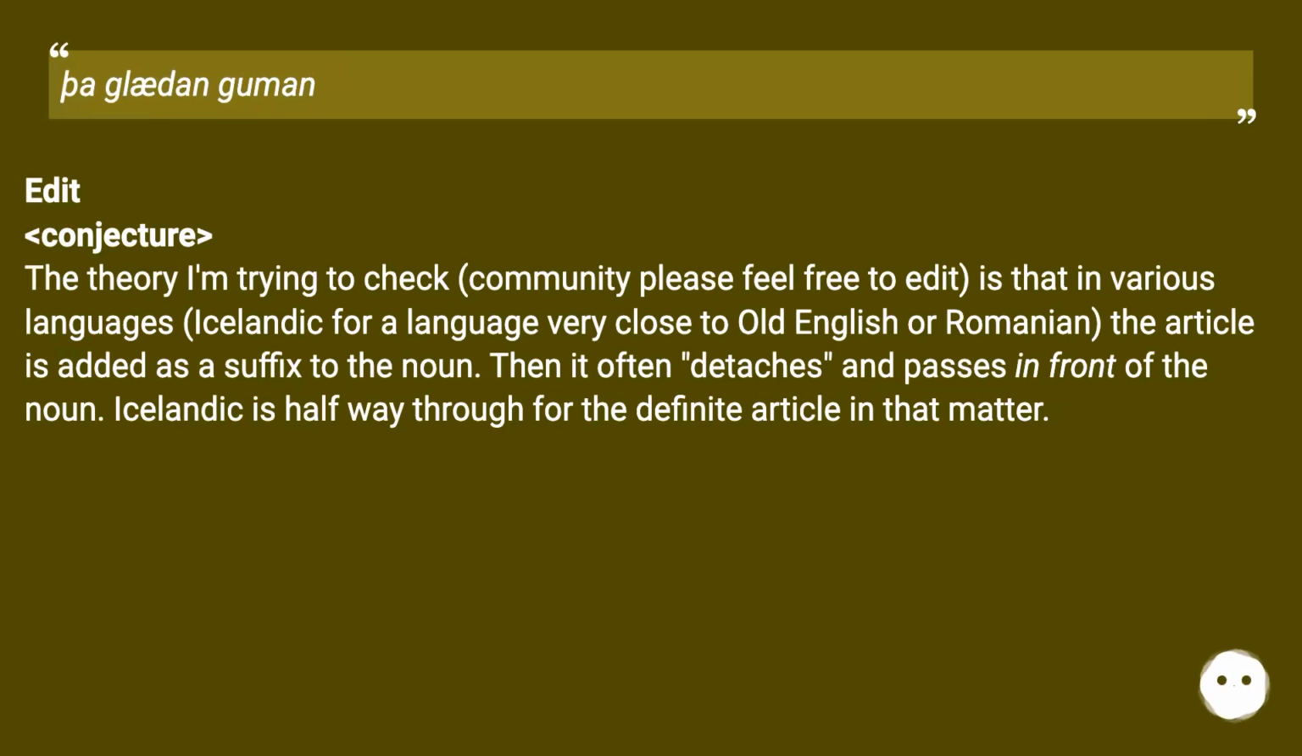Edit. The theory I'm trying to check, community please feel free to edit, is that in various languages, Icelandic for a language very close to Old English, or Romanian, the article is added as a suffix to the noun. Then it often detaches and passes in front of the noun. Icelandic is halfway through for the definite article in that matter.